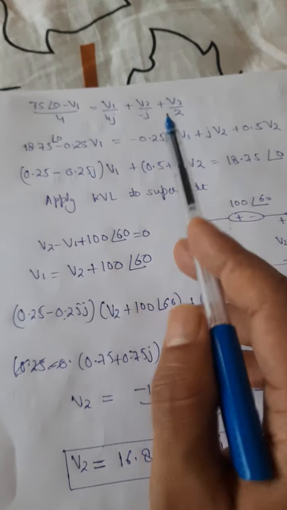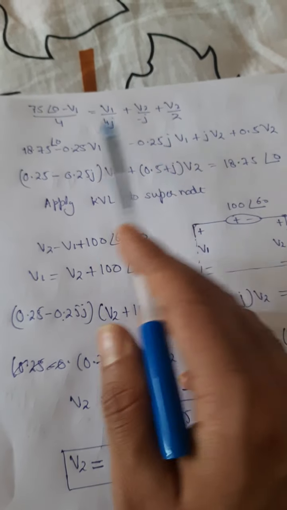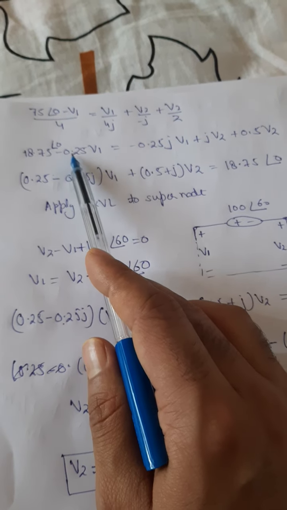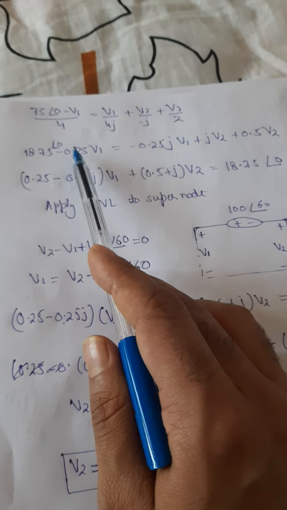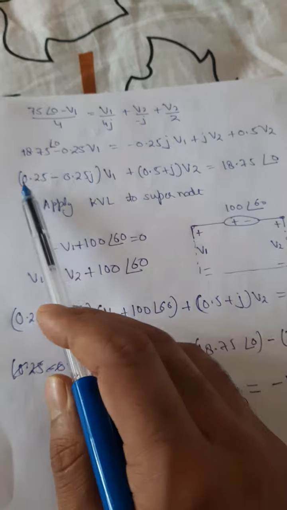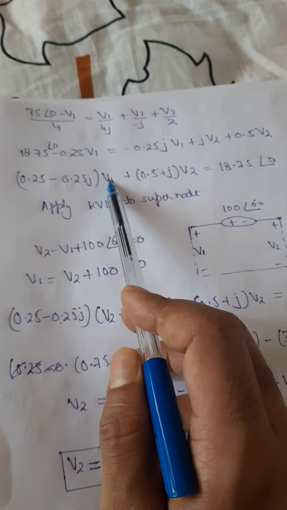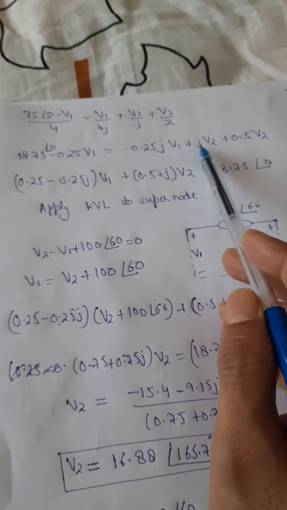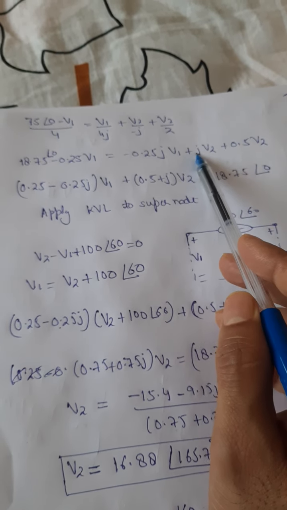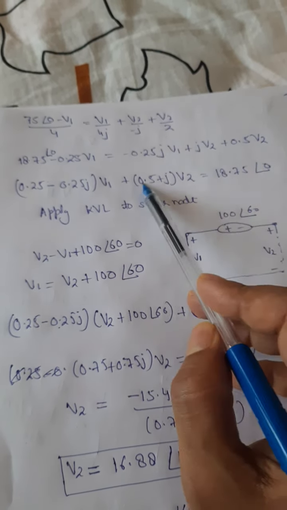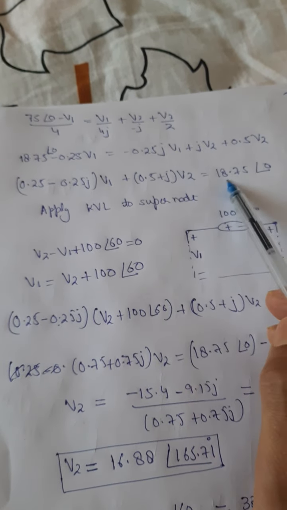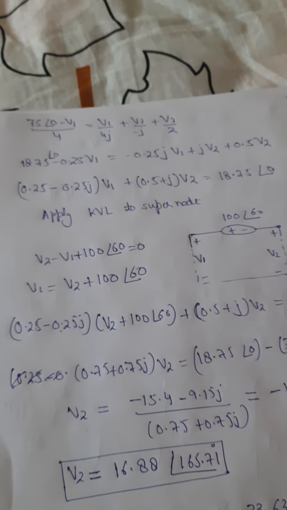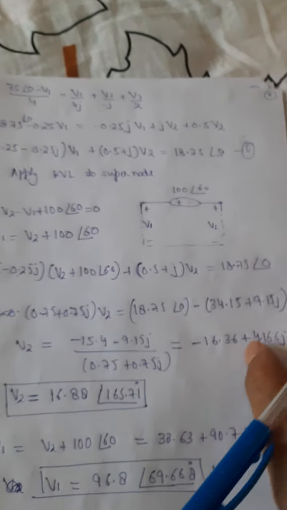So we have here minus 0.25 J V1. What I will do, I will transfer this minus 0.25 J V1 from this side to this side. So I will get 0.25 minus 0.25 J V1. So what about V2? It will be 0.5 real plus 1 J. Okay, 0.5 plus J V2 equal to 18.75 angle 0. So this is one equation. Okay, this is equation 1.